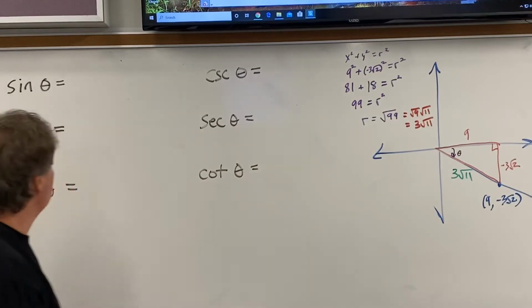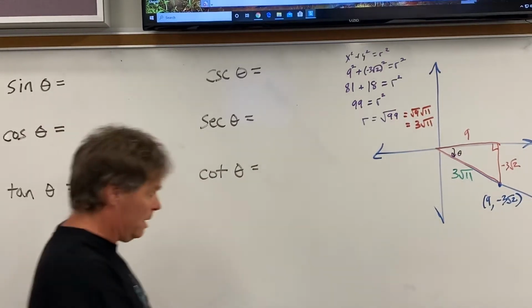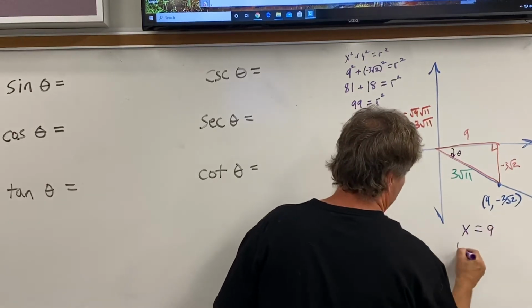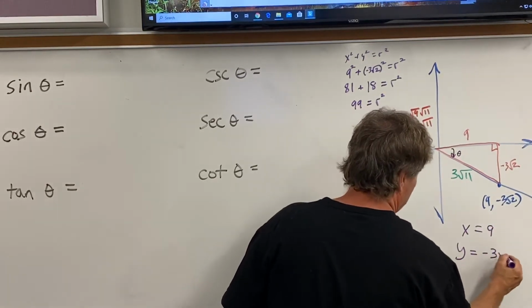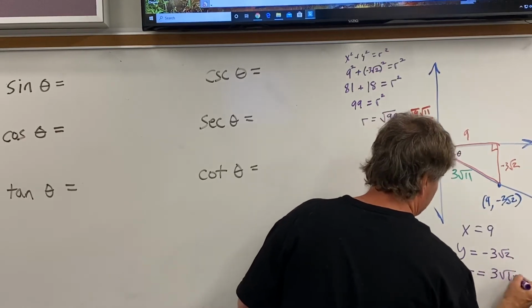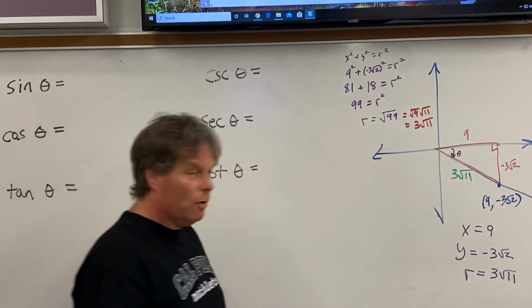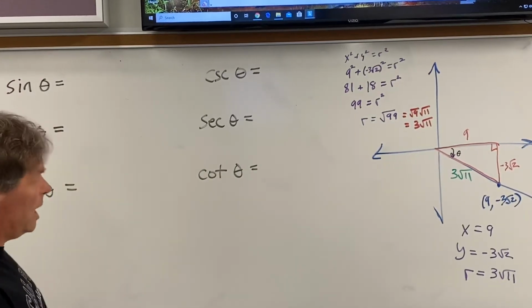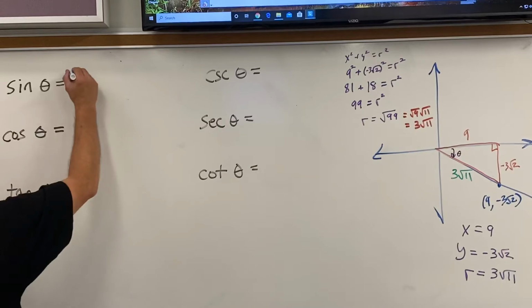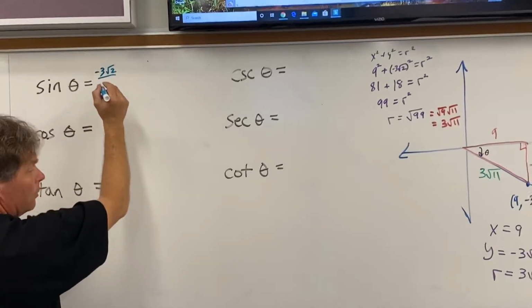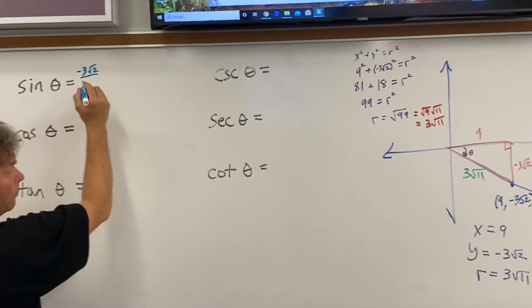Okay, so sine is, oh wait, let's write down what x and y and r are. x is 9, y is negative 3 root 2. R is always positive. x or y can be positive or negative. R is always positive. Okay, so sine is y over r. So it's going to be negative 3 root 2 over 3 root 11.